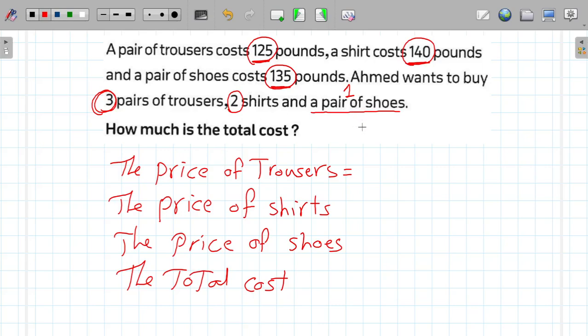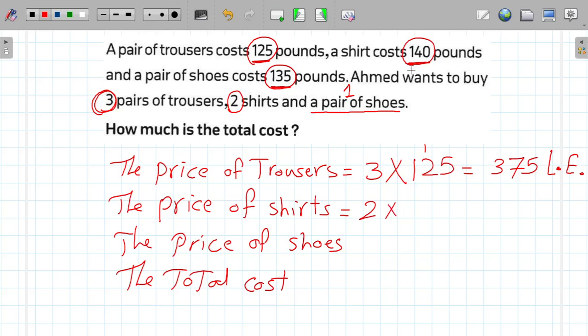Okay, so first I want the price of trousers. I have 3 pairs, so I will multiply 3 by the cost of every pair. I have 125, so I have times 125. So 3 times 5 equals 15, so I will write 5 and carry up 1. 3 times 2 equals 6 plus 1 equals 7, and 3 times 1 equals 3. So the cost of trousers is 375 pounds.